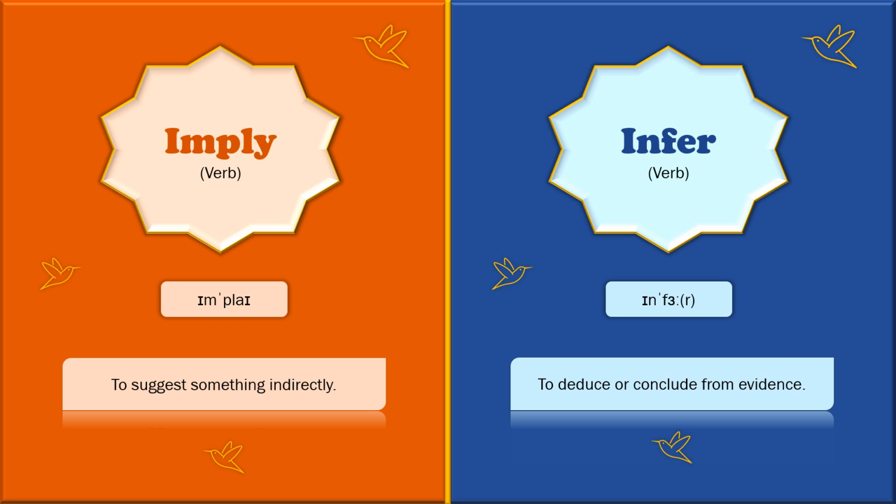Imply and infer. When someone implies something, they are suggesting it without directly saying it. On the other hand, when you infer something, you are drawing a conclusion based on what you've heard or seen. For example, she implied that she was unhappy with the decision, but she didn't say it outright. From his tone, I inferred that he wasn't pleased with the results. So remember, imply is what the speaker does, and infer is what the listener does.